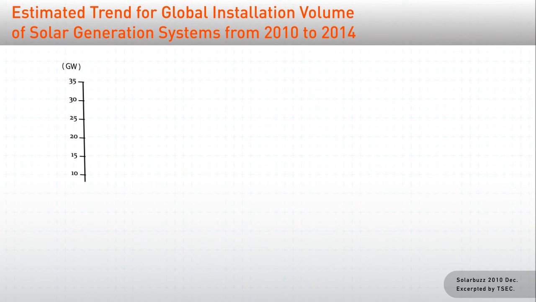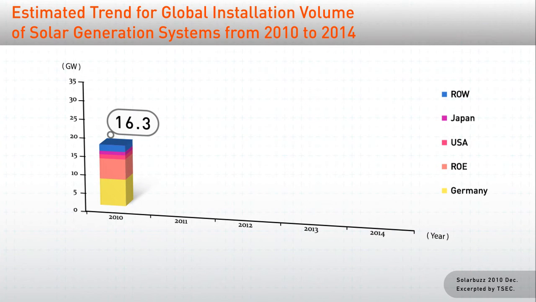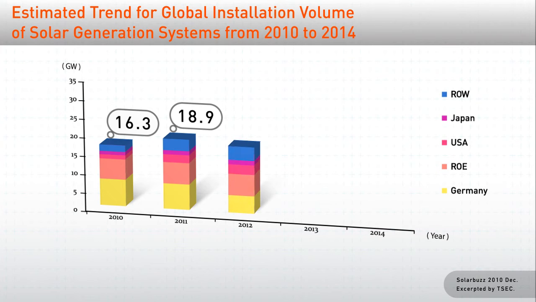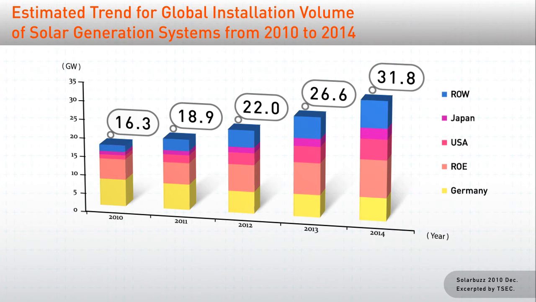The global installation volume of solar generation systems from 2010 to 2014 is estimated at 16.3 gigawatts for 2010, 18.9 gigawatts for 2011, 22 gigawatts for 2012, 26.6 gigawatts for 2013, and 31.8 gigawatts for 2014.